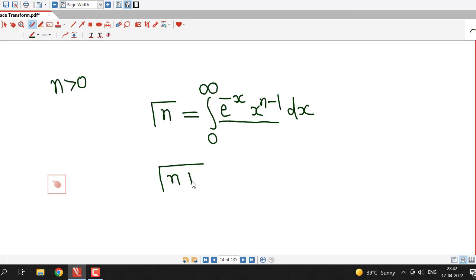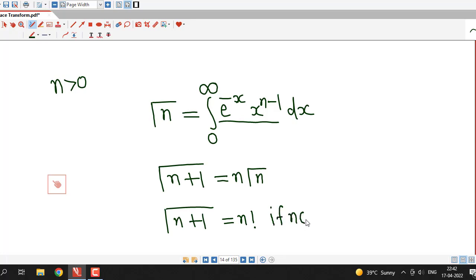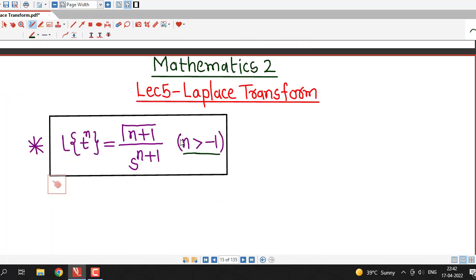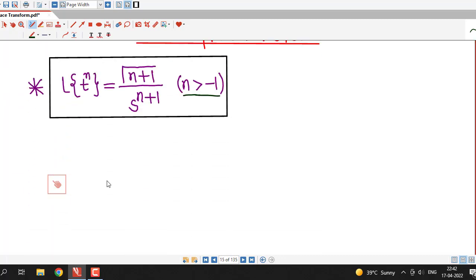We know that gamma n plus 1 is given by n times gamma n, and if n is positive integer, gamma n plus 1 is given by n factorial. This is if n is a natural number or positive integer, and this is valid for any positive real number. So with this in mind, we try to derive the formula for Laplace transform of t raised to n.